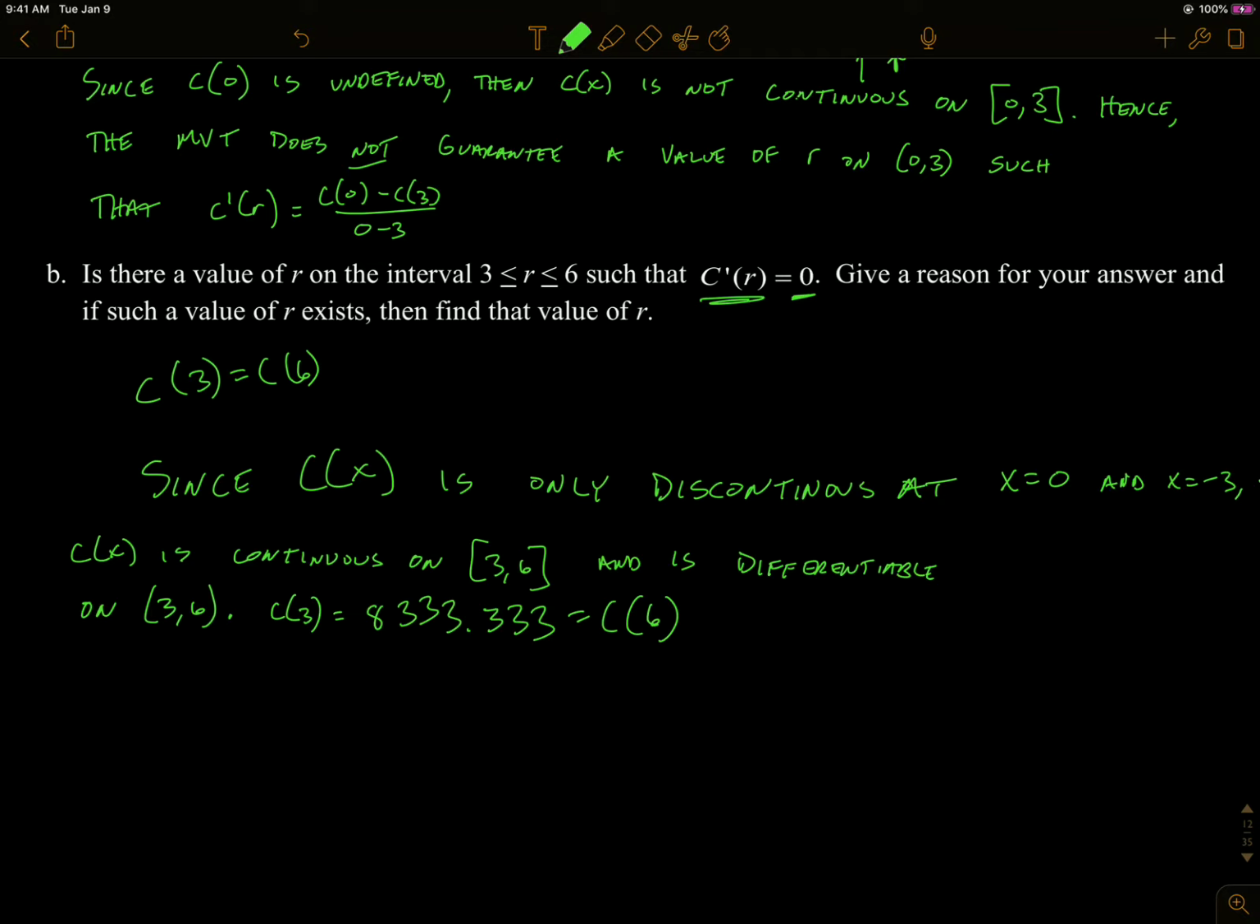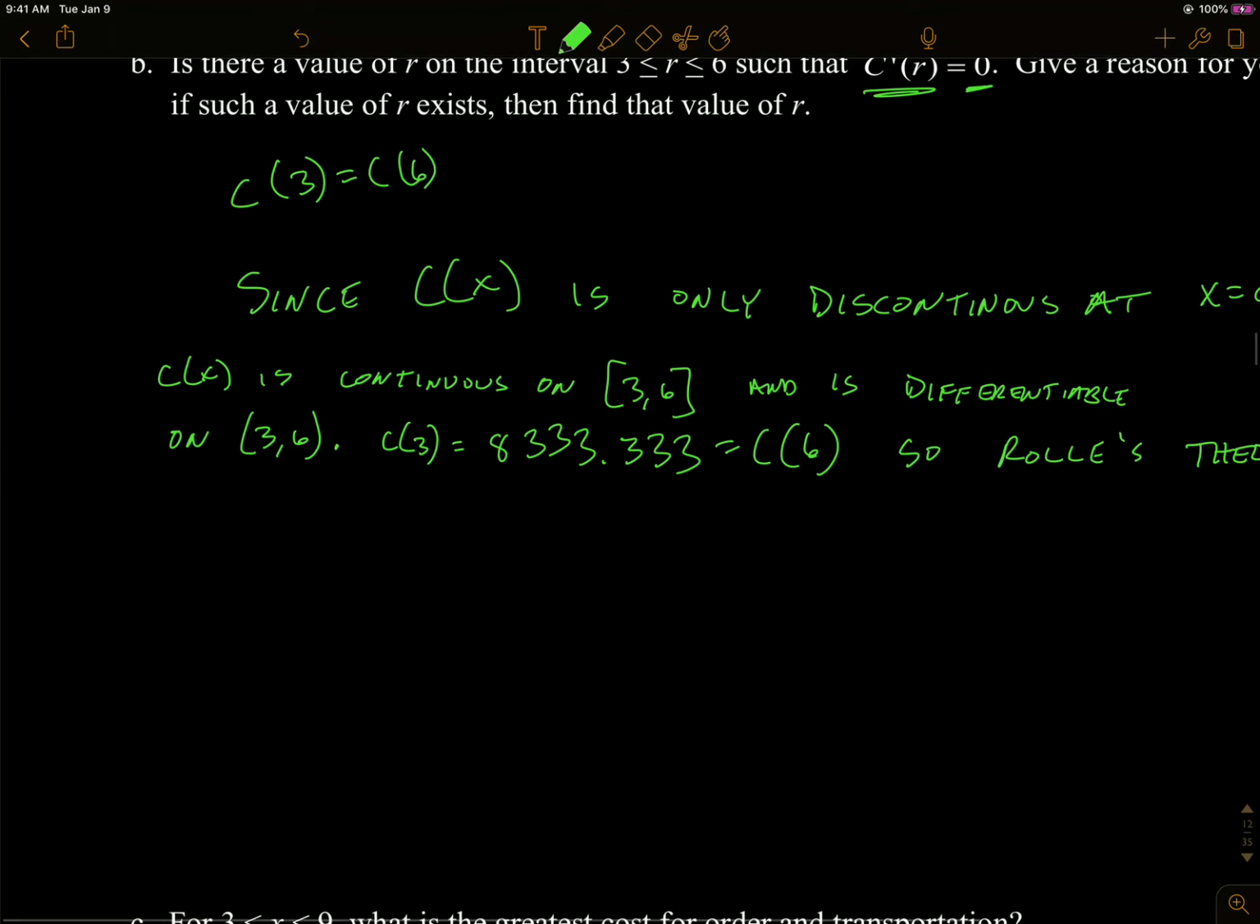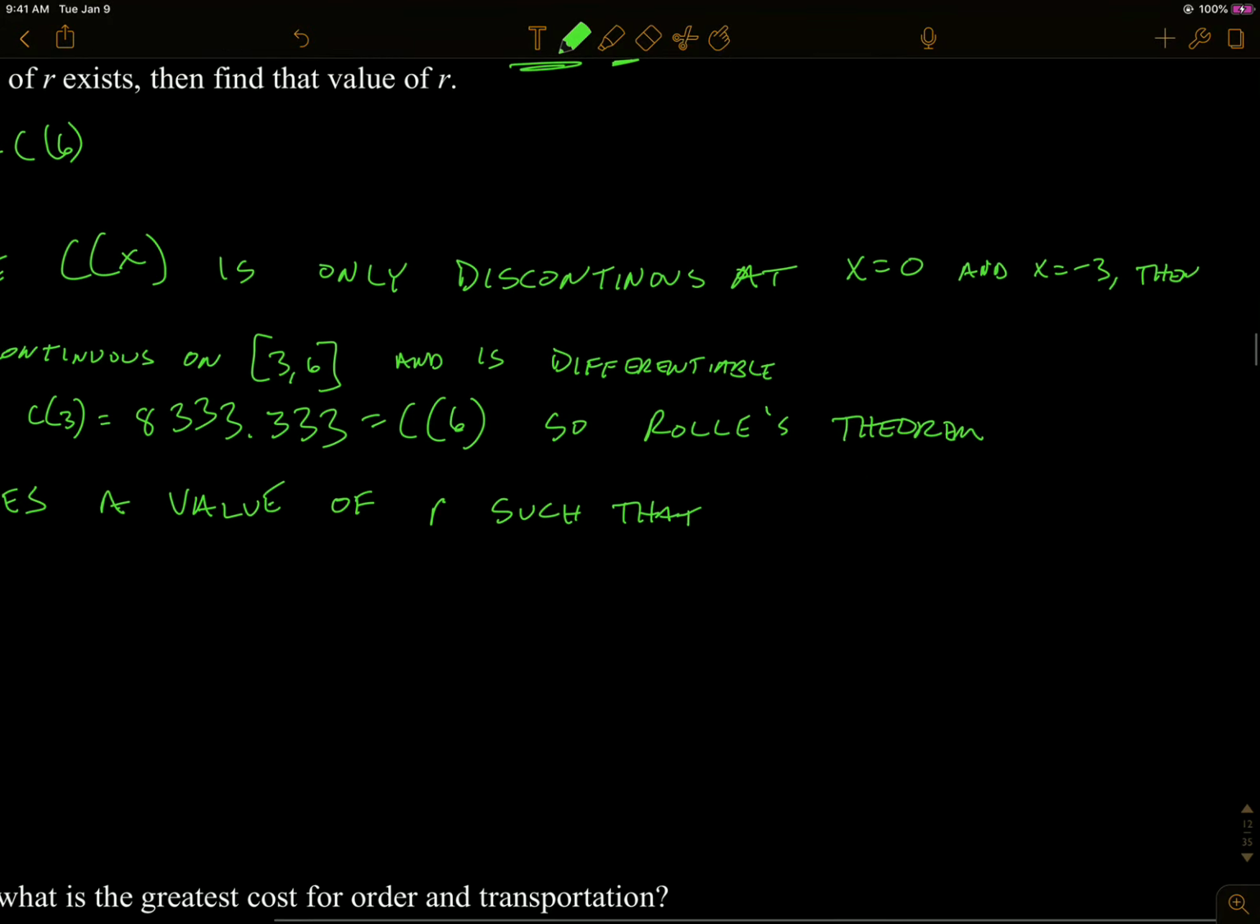So really, mean value theorem says there has to be a point on there where it's 0. But we know Rolle's theorem is the specific case where it's actually 0 that works. So we're going to say, so Rolle's theorem guarantees a value of r such that c prime of r equals 0.